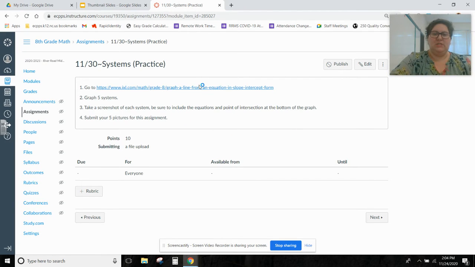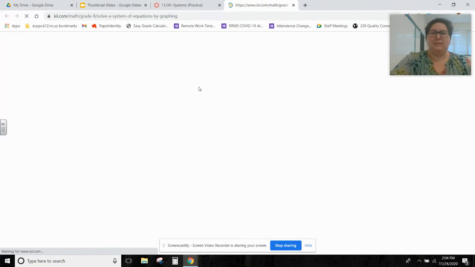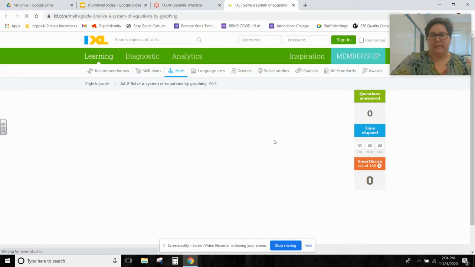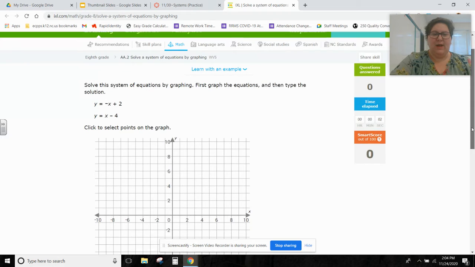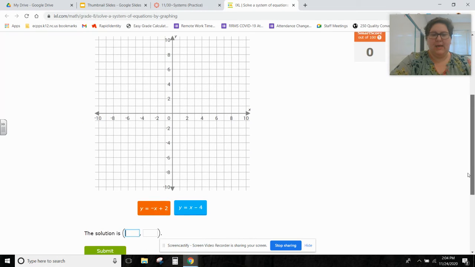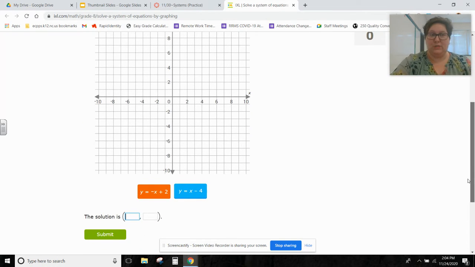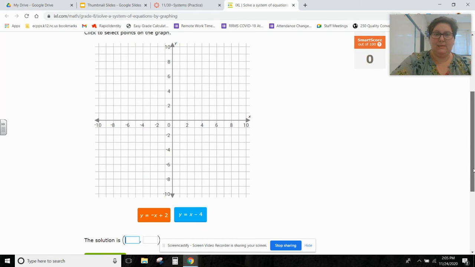So first, just like our last graphing lines assignment, you'll click on the link. So you'll notice that you have a system of equations, and then it's going to ask for the solution. Well, the solution to a system is where the two graphs meet. Here's what I want you to do. Let's graph the first equation.